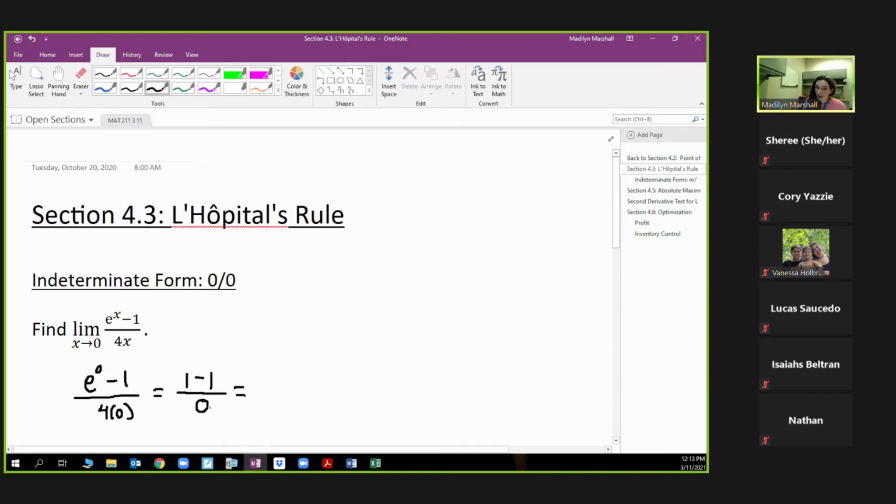So this is not just a 0 in the denominator. This is a 0 in the numerator and denominator. So this is not undefined. This is indeterminate. If it was 1 over 0, then it would have been undefined. So if we have a non-zero number on the top and a 0 on the bottom, it is undefined. But if we have 0 over 0, this is indeterminate. All that means is that we cannot make any conclusions at this point. We have to do some more work to figure it out.